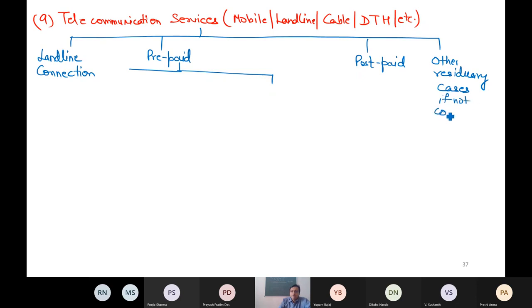If not covered in the earlier 3 points, let me give them names 1, 2, 3 and 4. If not covered in these first 3 categories, then what is the answer? Now logically, how do you determine the place of supply? In landline, I will show you the Act also, section 12 and subsection 11.